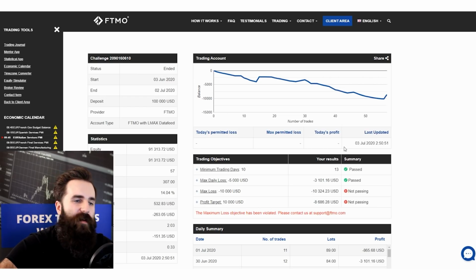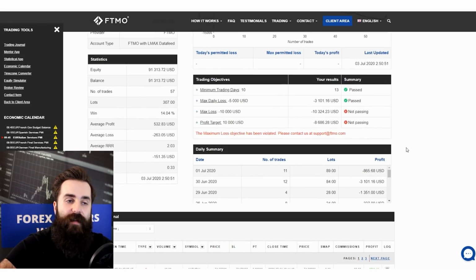Because in the end, we just want you to succeed in the challenge and become FTMO traders, but at the same time, we don't want to risk more than we have to. So it doesn't really make sense for you to pay the initial fee if you are not sure whether you can beat the challenge or not.